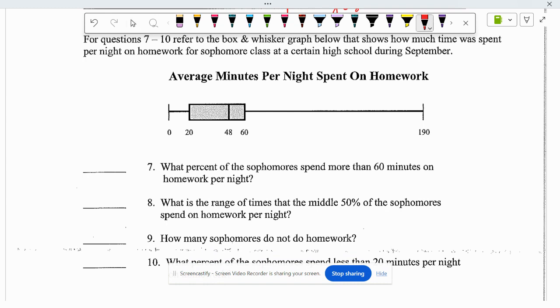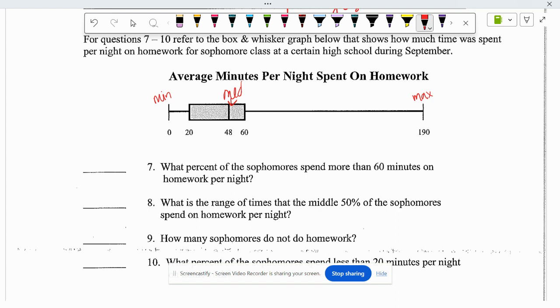Say that again. Okay, so the minimum is 0, and what's your maximum? Okay, thank you. Caden's not here. Caden, something else. The median is 48. Good job. Median is 48.